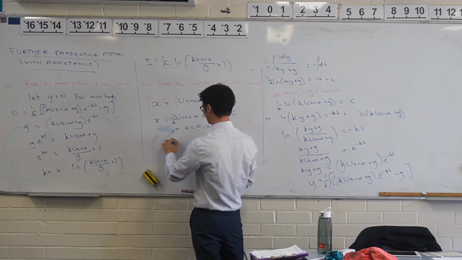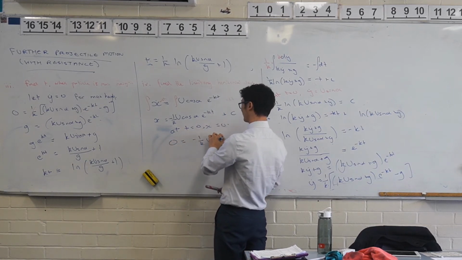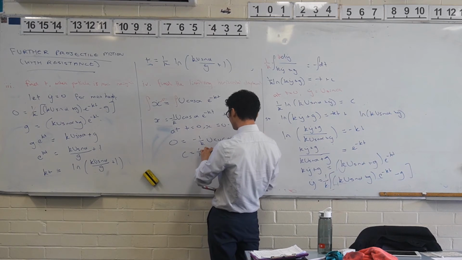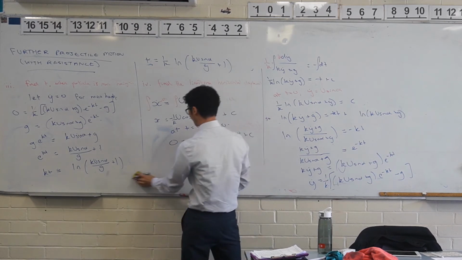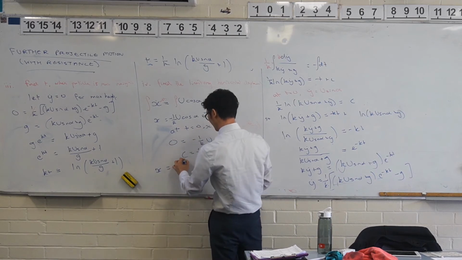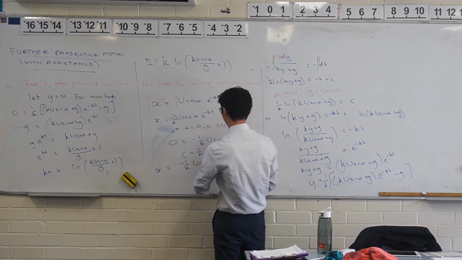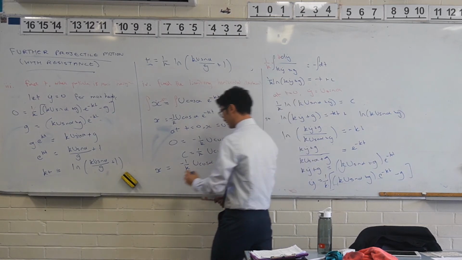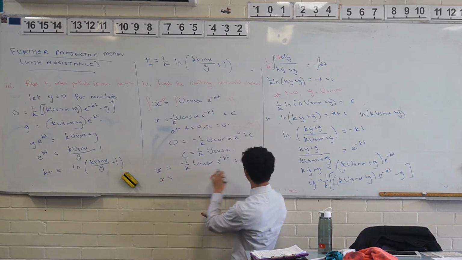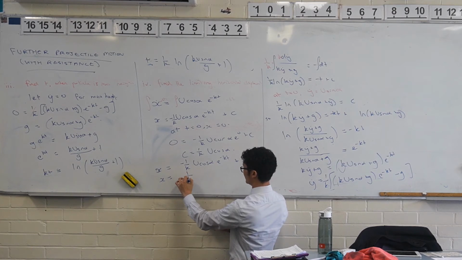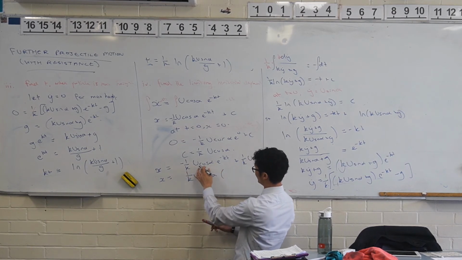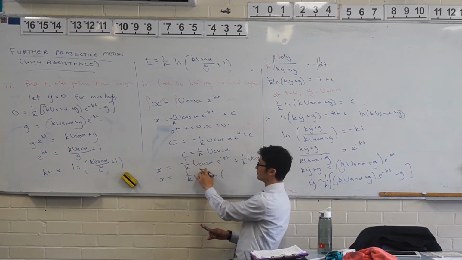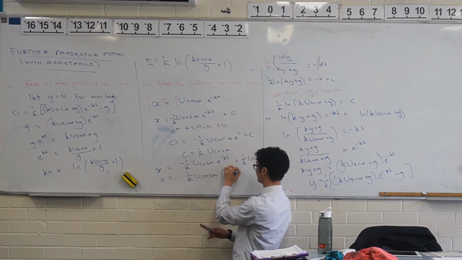So 0 is equal to negative 1 on k u cos alpha e to the 0 plus c. So c is equal to that. And then x will be equal to negative 1 on k u cos alpha e to the minus kt plus this guy, which is then, if you factorize it out, we can factorize out u cos alpha 1 on k. So 1 on k u cos alpha. We just get left with, well, this is positive 1, right? And this is minus e to the minus kt, so that.